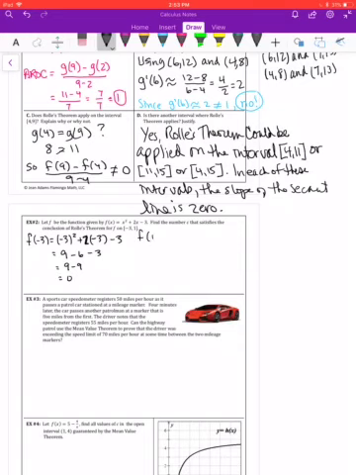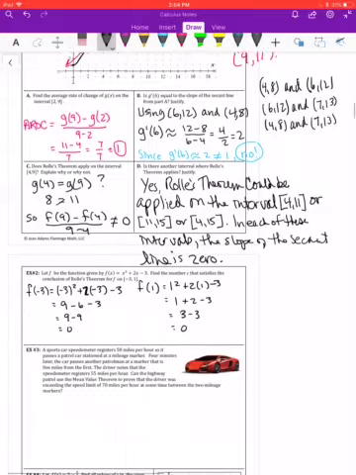I'm also going to calculate f of 1, which would be 1 squared plus 2 times 1 minus 3. 1 plus 2 minus 3, 3 minus 3, which is also 0. Okay, so the first part, we are making sure that we can apply Rolle's theorem.